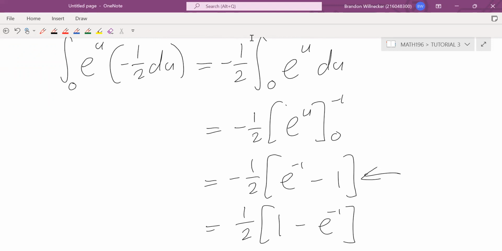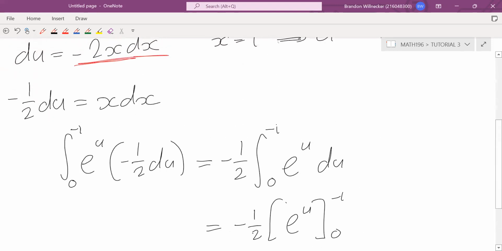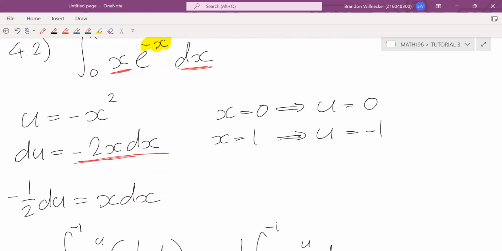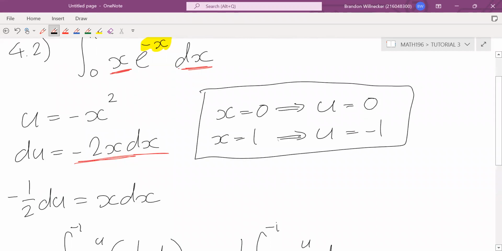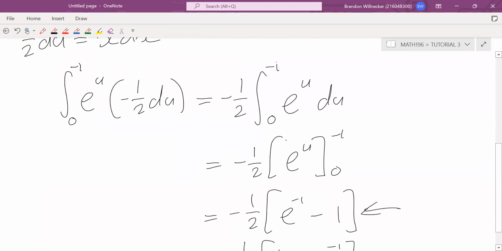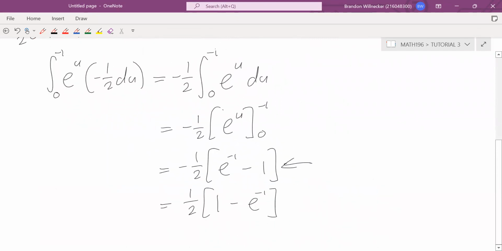Okay, so you see, again, very straightforward. You just need to identify what needs to be u, find du, do any manipulations that you need, change the bounds. That's the important part for definite integrals. And then everything else is straightforward. We've done integration like this many times now.